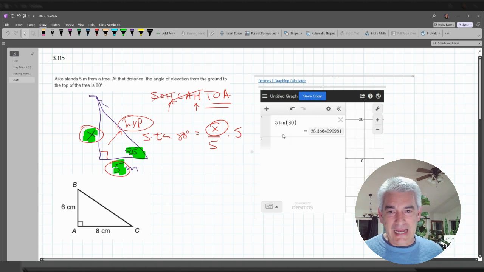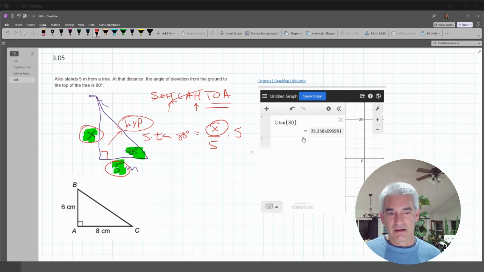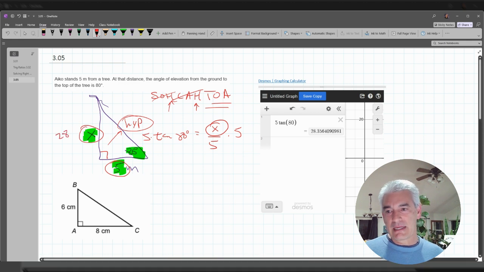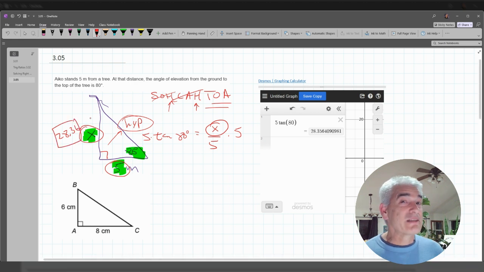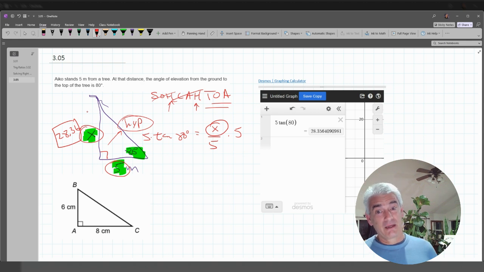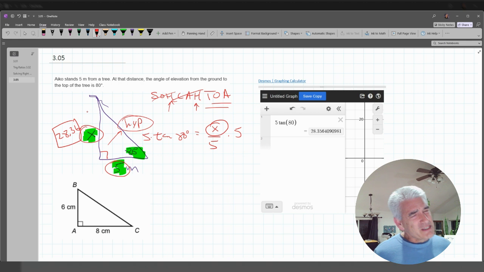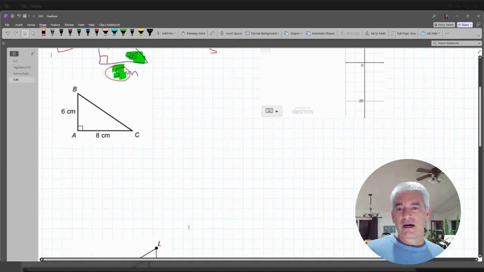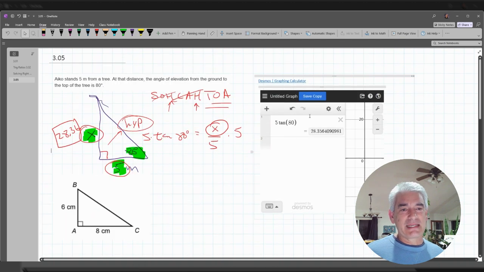So x turns out to equal 28.356. I'll round that up to 28.36. It is important at the end to check to make sure that it's a reasonable number. I always like to make sure that we determine, is that reasonable? Does that make sense?